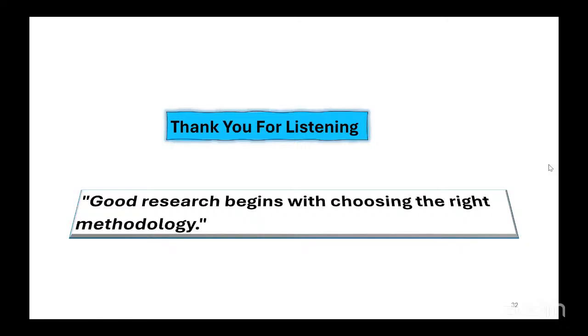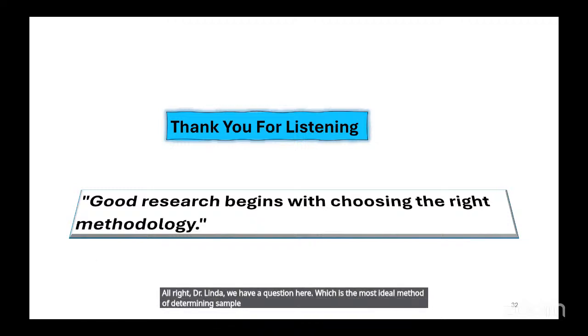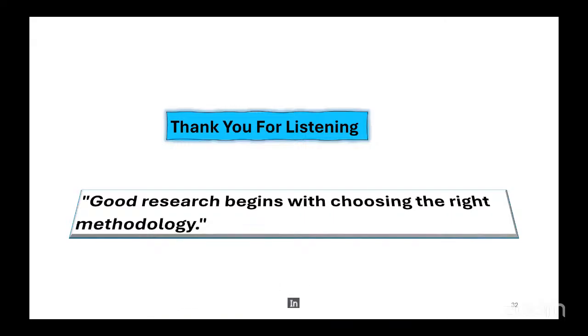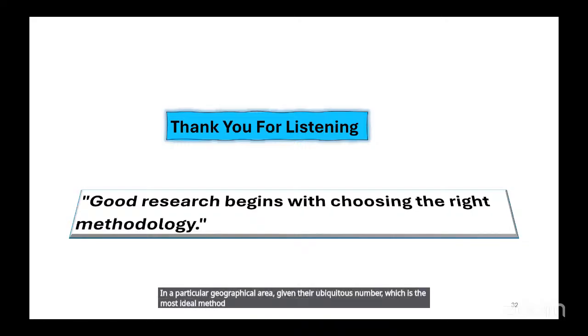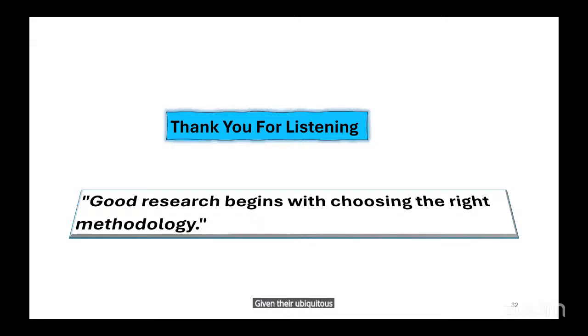All right, Dr. Linda, we have a question here. Which is the most ideal method of determining sample size of bacteria or viruses in a particular geographical region, given their ubiquitous number? This is a question from Mark Kamal Mukoma.